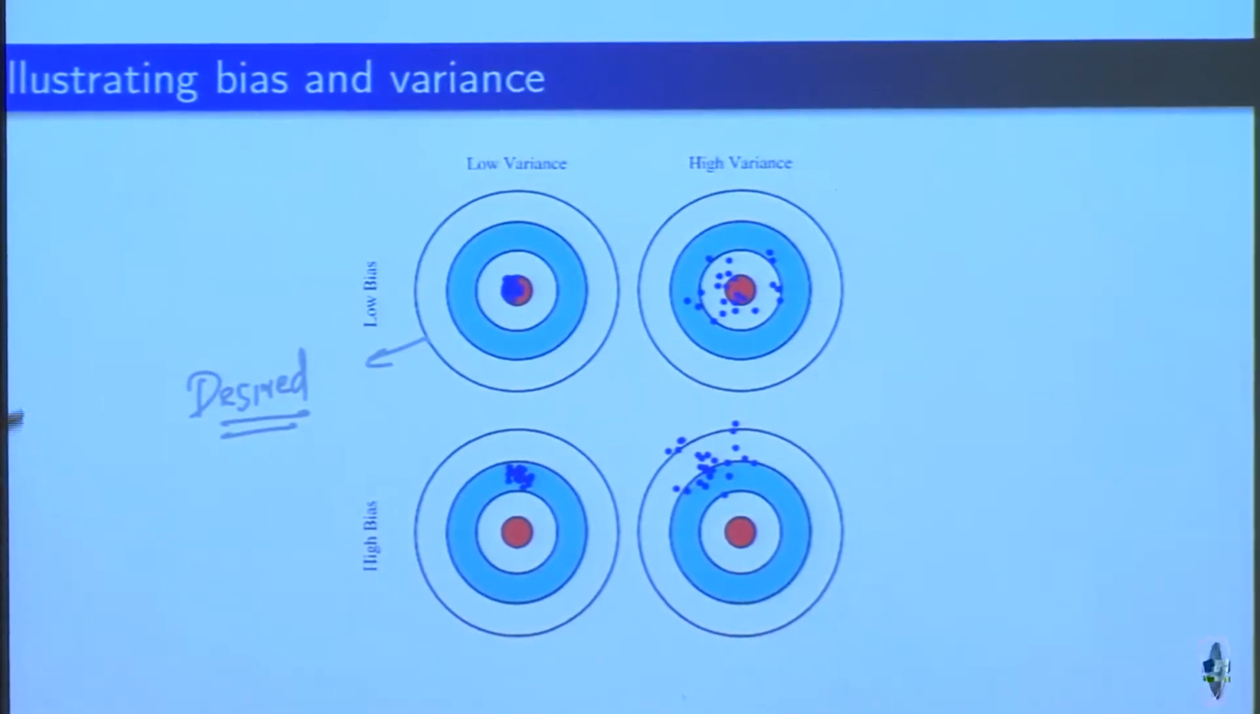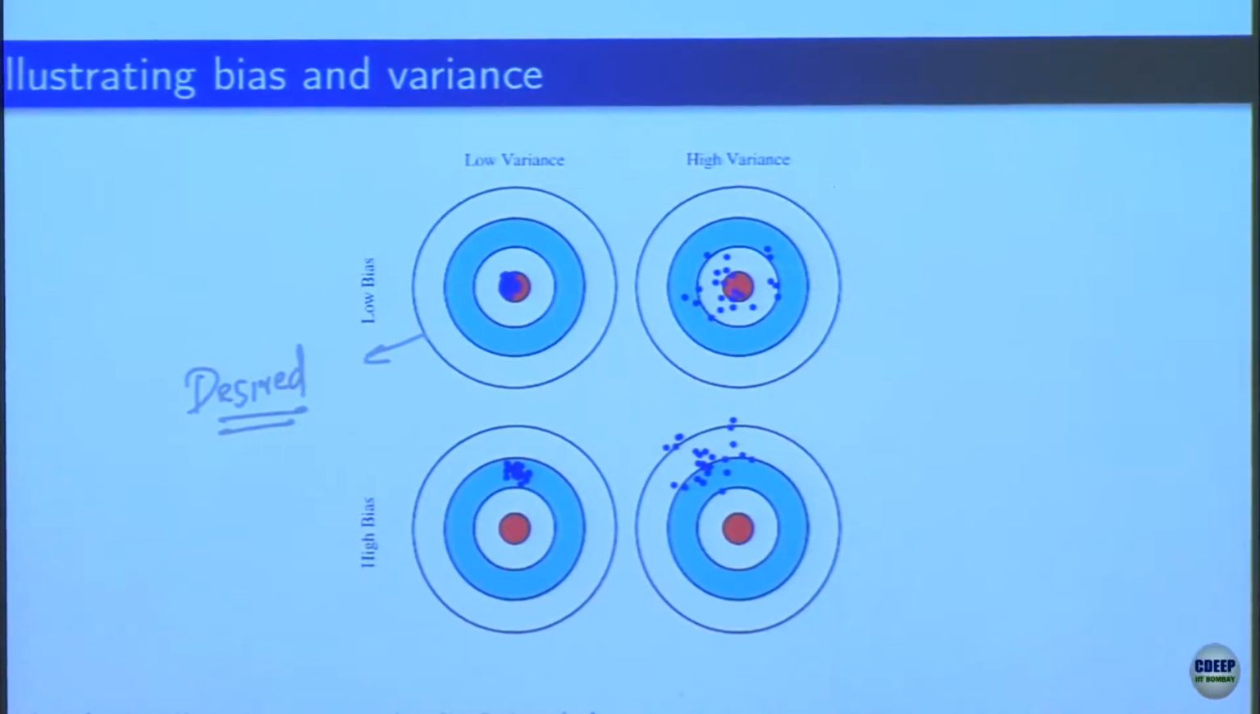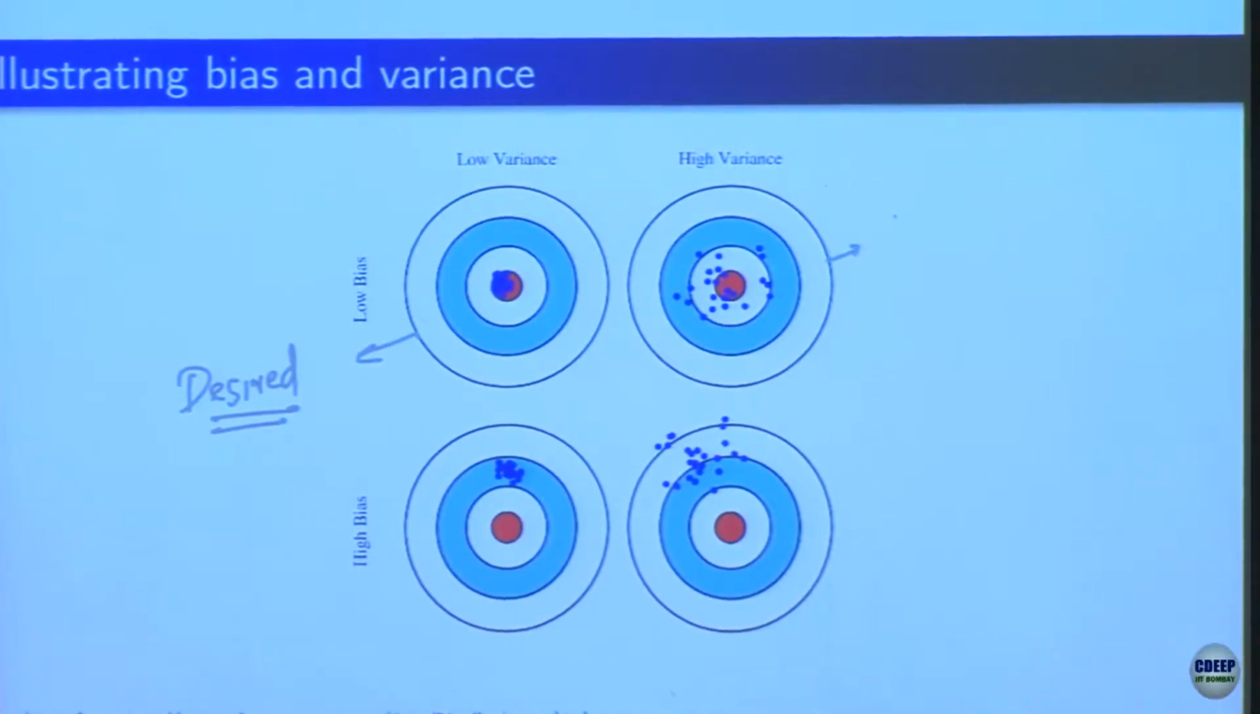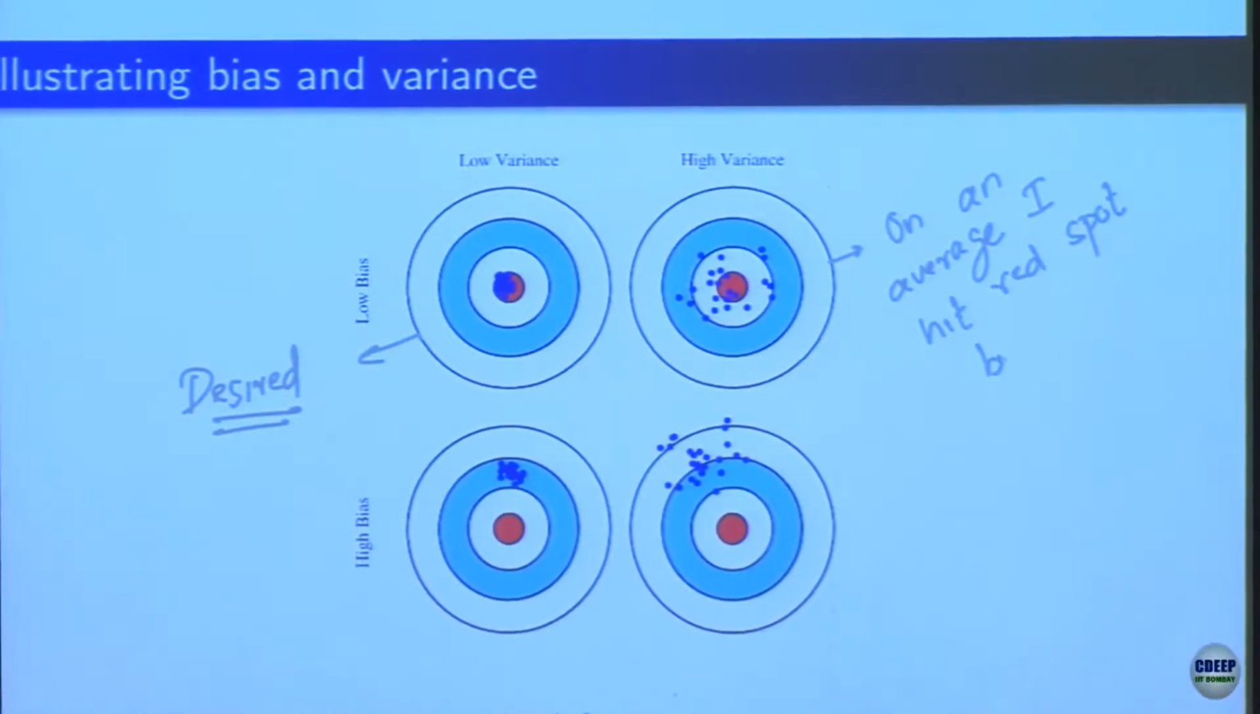On the other hand, with high variance and low bias, it says, oh well, on an average I am hitting the red, but I am moving too much around it, right? On an average I hit the red spot, but move too much around it.